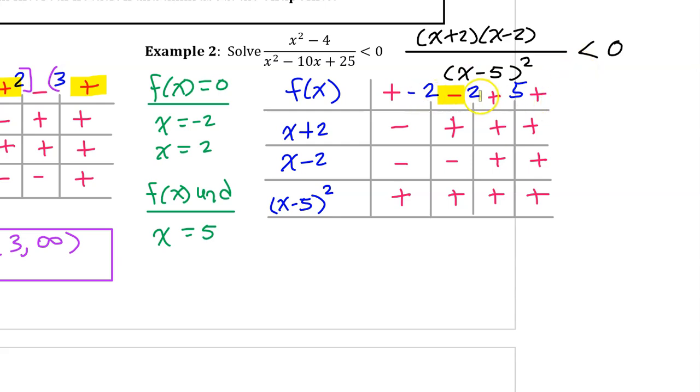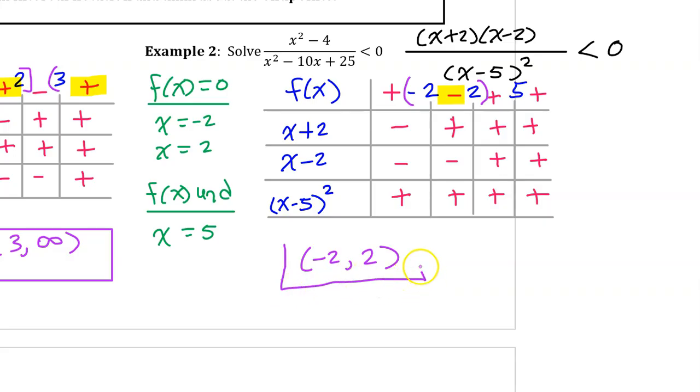Will the endpoints, -2 and +2, be included? Well, this is less than 0, so we are not interested in the values that will cause f of x to equal 0. So we do not want to include the -2 or the +2. So we will use parentheses when we write the solution to show that these values are not included. So in interval notation, we have -2 to 2. Okay, that is the solution.